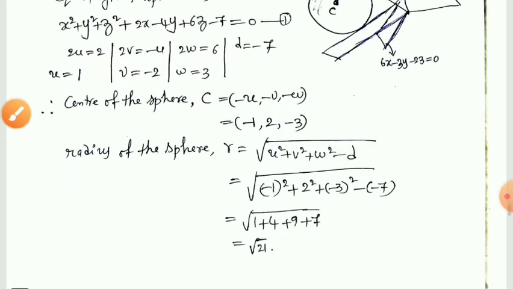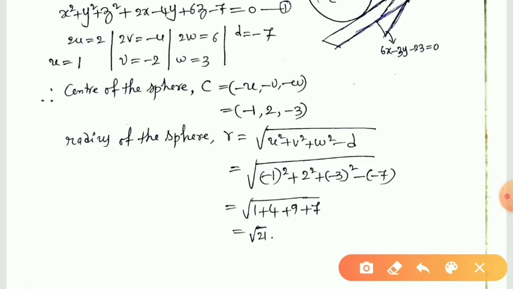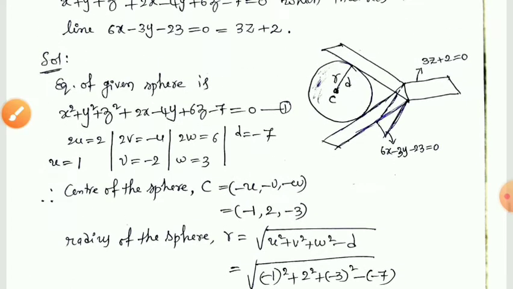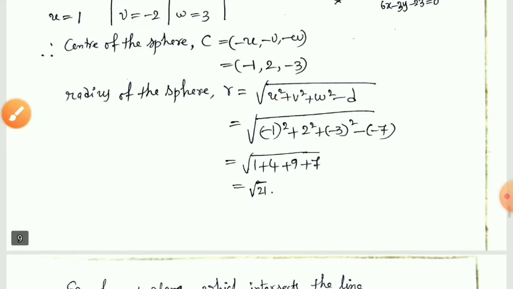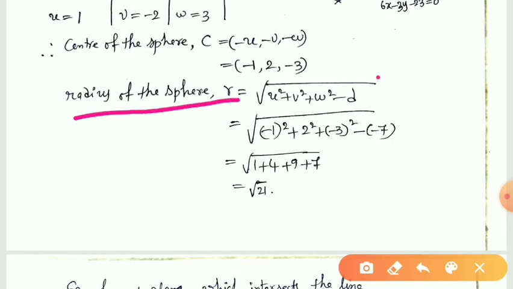From these values, what is the center? Minus u, minus v, minus w, that is equal to minus 1 comma 2 comma minus 3. This is the center of the sphere, C. So what is the radius of the sphere? This is the principle to find the radius of the sphere.